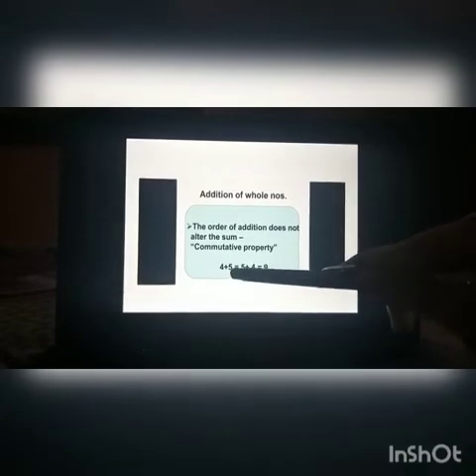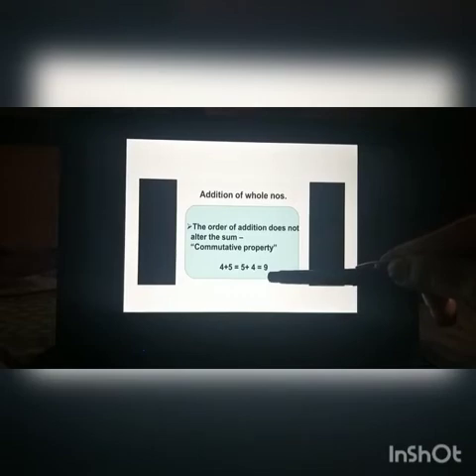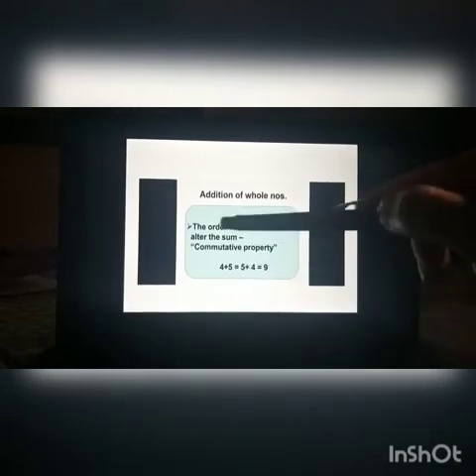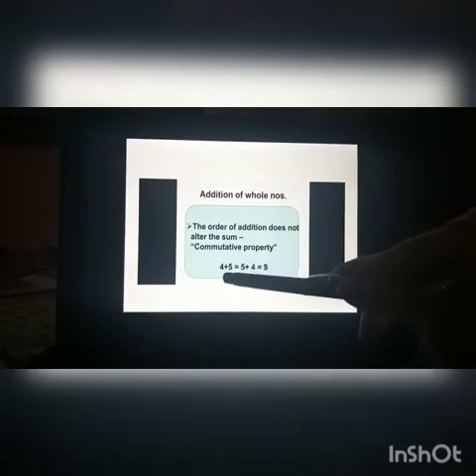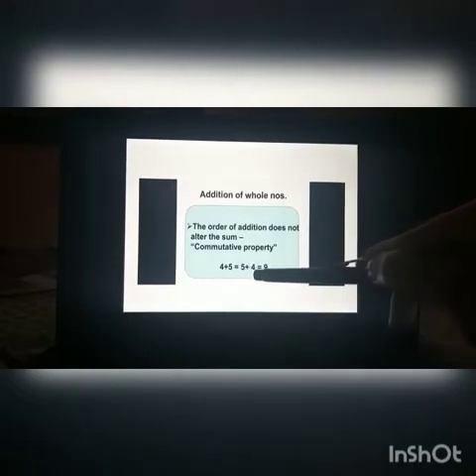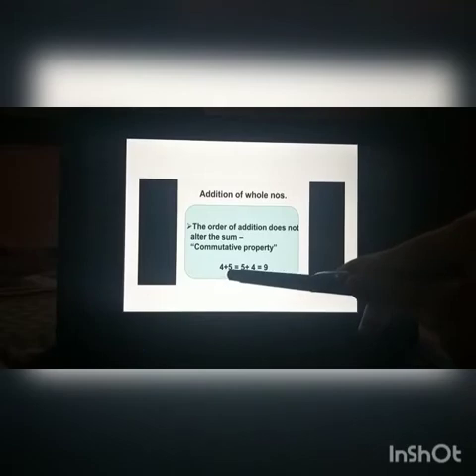4 plus 5 is same as 5 plus 4, and the answer is 9. 4 plus 5 is also 9. 5 plus 4 is also 9. So you can change the order. Either write 4 at first place or 4 at last place. Either write 5 at last place or 5 at first place. The answer will be same. You can change the order.